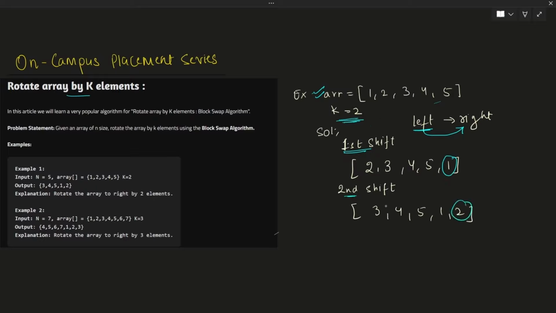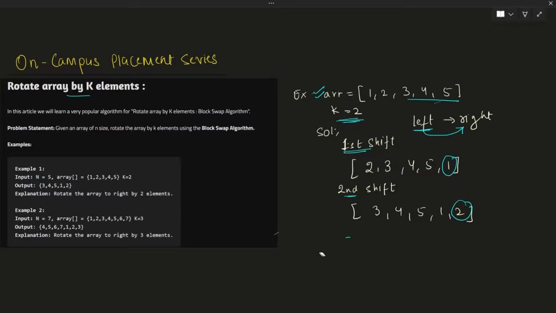Now how can we do that? There are plenty of solutions to this question. This is a very famous question asked in service-based as well as product-based companies. So how do we approach it? The brute force way is to create a new array and put the first part, in this case 1 2, at the end of the array, and the last 3 4 5 at the front. It would be very easy.